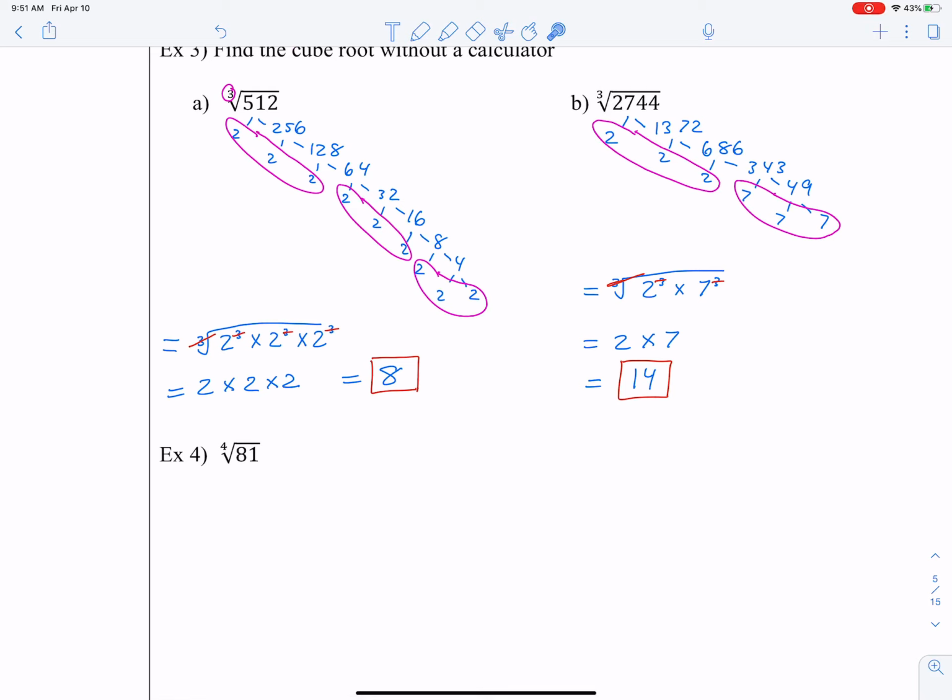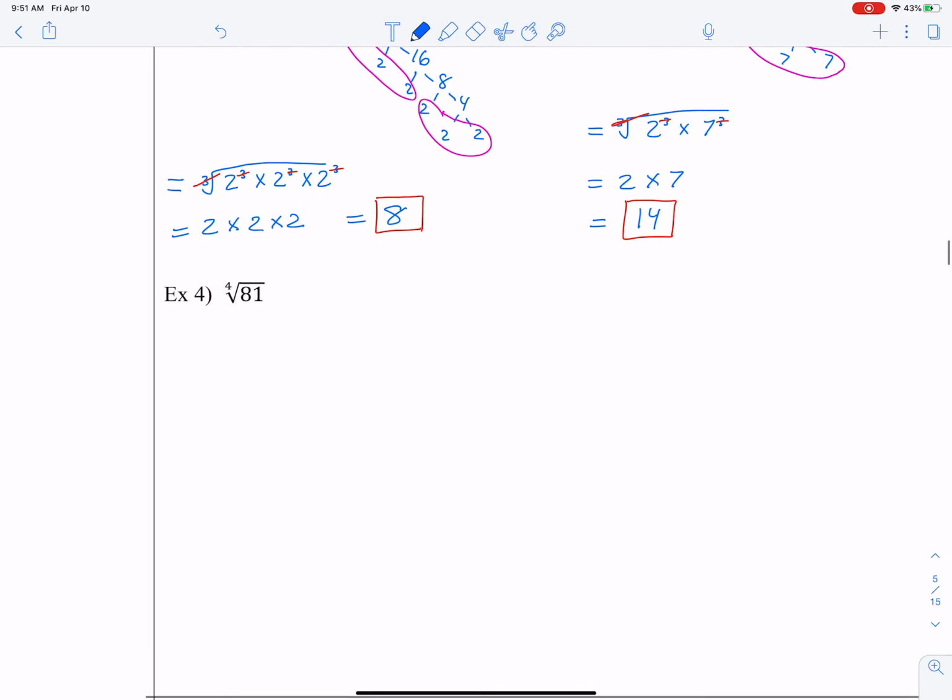Okay, so one last example to try. This time, our index is a 4. So it's exactly the same, except now we're looking for 4 identical numbers. So we're going to start off by factoring. So 81 gives us 3 can be taken out. Then we have 27, 3, 9, and 9 breaks into 3 and 3. So we're looking for 4 identical numbers. So here we have 4 3s.